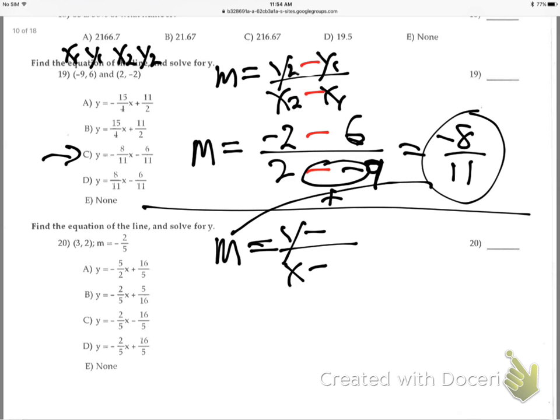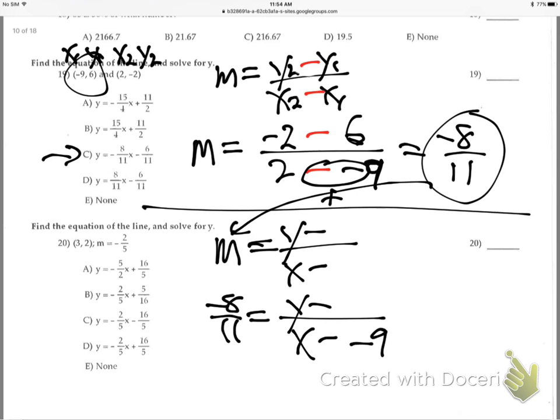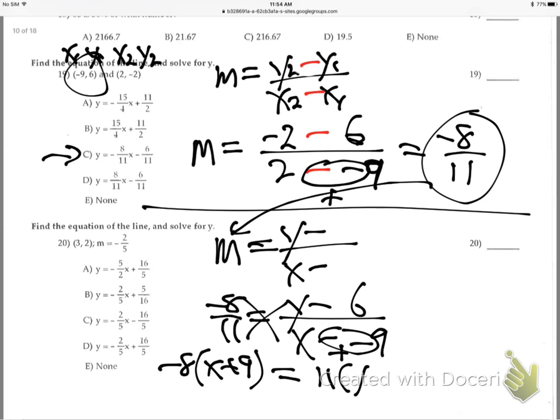You can do either pair in the back, and the slope in the front. So negative 8 over 11. Y minus, and I'll just grab the first pair. The negative 9 behind the x, the 6 behind the y. I could have grabbed the other pair. Final answer will be the same. Is that good? And then go diagonal, diagonal. So it'll be negative 8, x plus 9, this double negative is plus, equals 11, y minus 6, like that. I'll go dot, dot, dot.